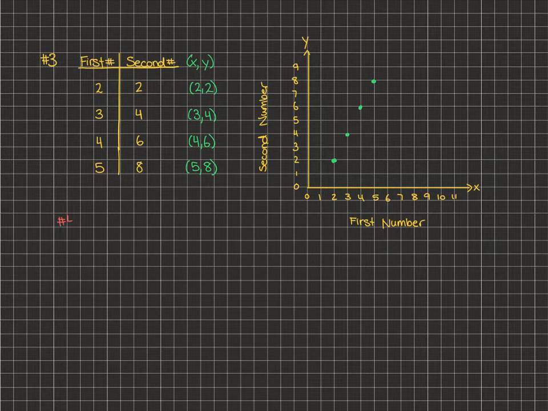Question number 4 is going to get you to do the same thing, but instead of calling it first number, they will call it input. And the second number will be output. So when you're making your table of values and your graph, input will be across the bottom and output will be on the side, but you're still looking at the first number first, your x, and then your y. So all of your inputs will be your x values and all of your outputs will be your y values, and you're putting them on the grid.